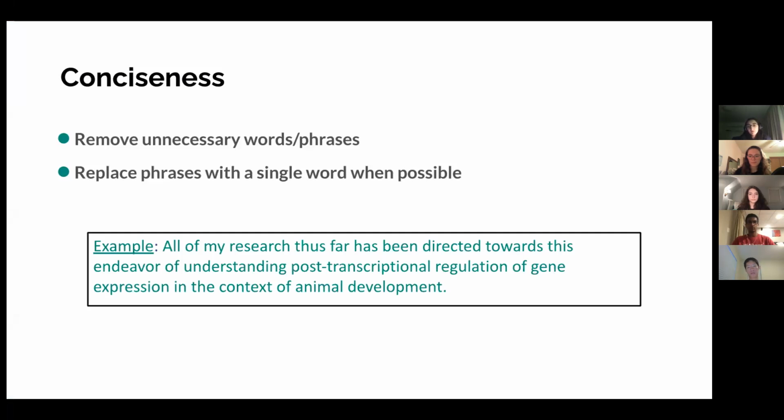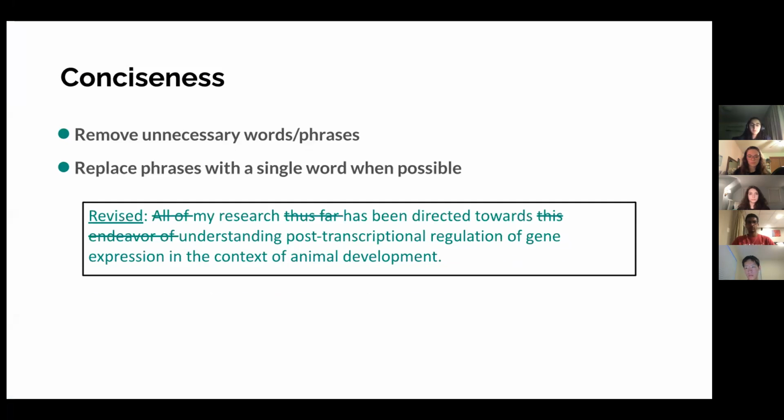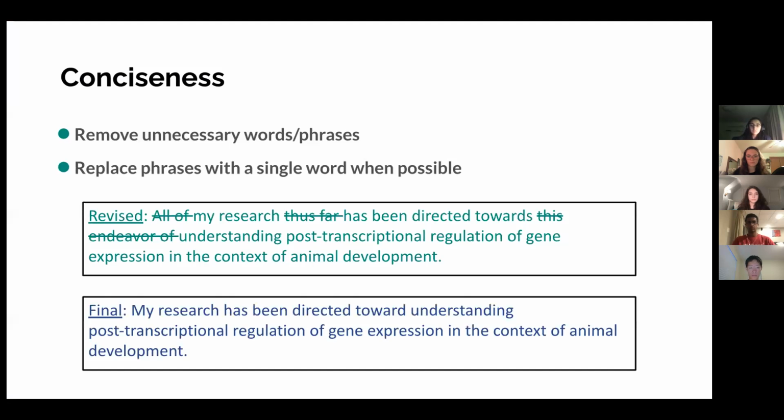So with the example we have here, it says, all my research thus far has been directed towards this endeavor of understanding post-transcriptional regulation of gene expression in the context of animal development. So the sentence can be revised by removing a couple of phrases to make it more concise. Instead of starting off with all of my research, we can directly go to my research, remove thus far, and remove this endeavor of. This makes the final revised sentence, my research has been directed towards understanding post-transcriptional regulation of gene expression in the context of animal development, which is a lot more concise than the original sentence.